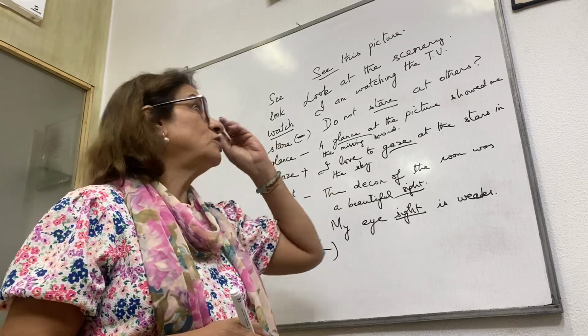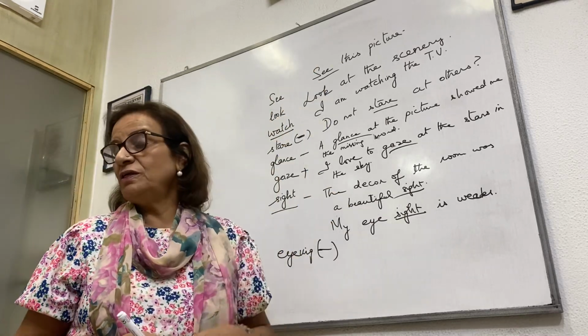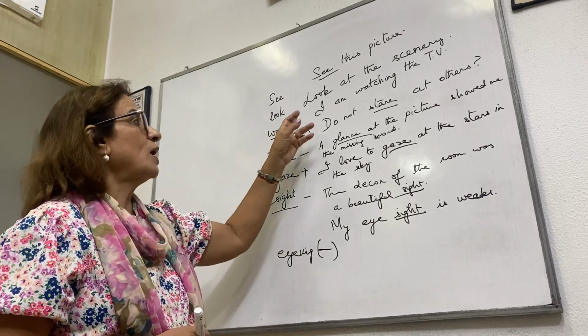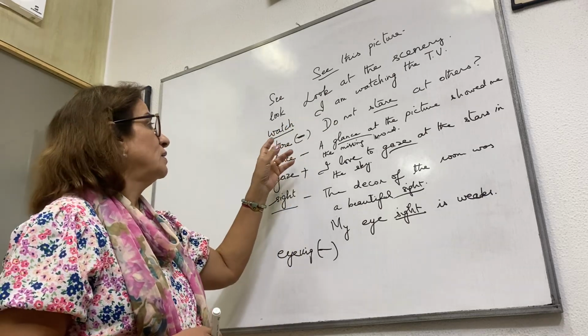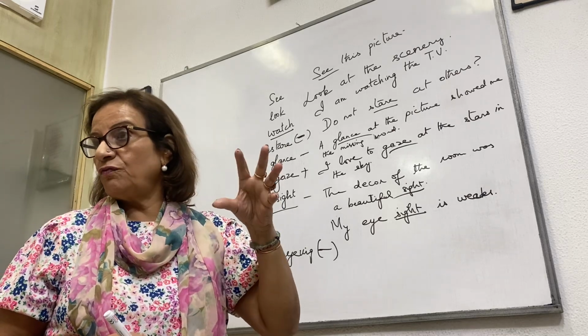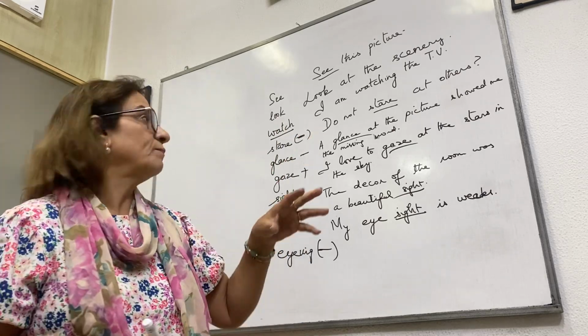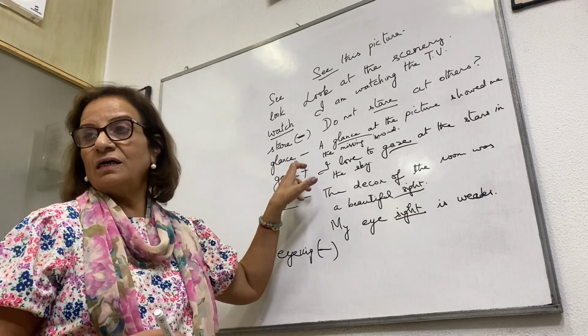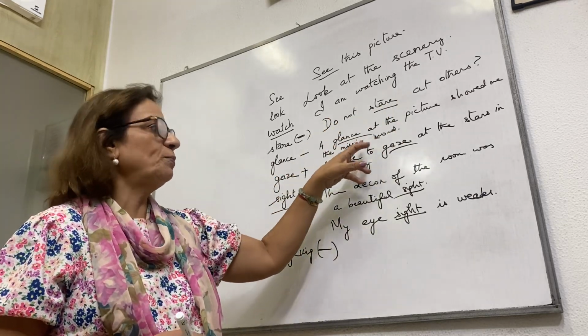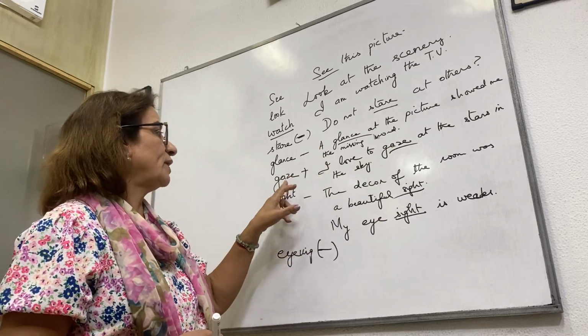So the words were see: see this picture. Look at the scenery. Watch: I'm watching the TV. Stare: do not stare at others. A fixed stare, looking for a long time, is called a stare. And then glance: a quick look is called a glance. A glance at the picture showed me the missing word. A quick look.